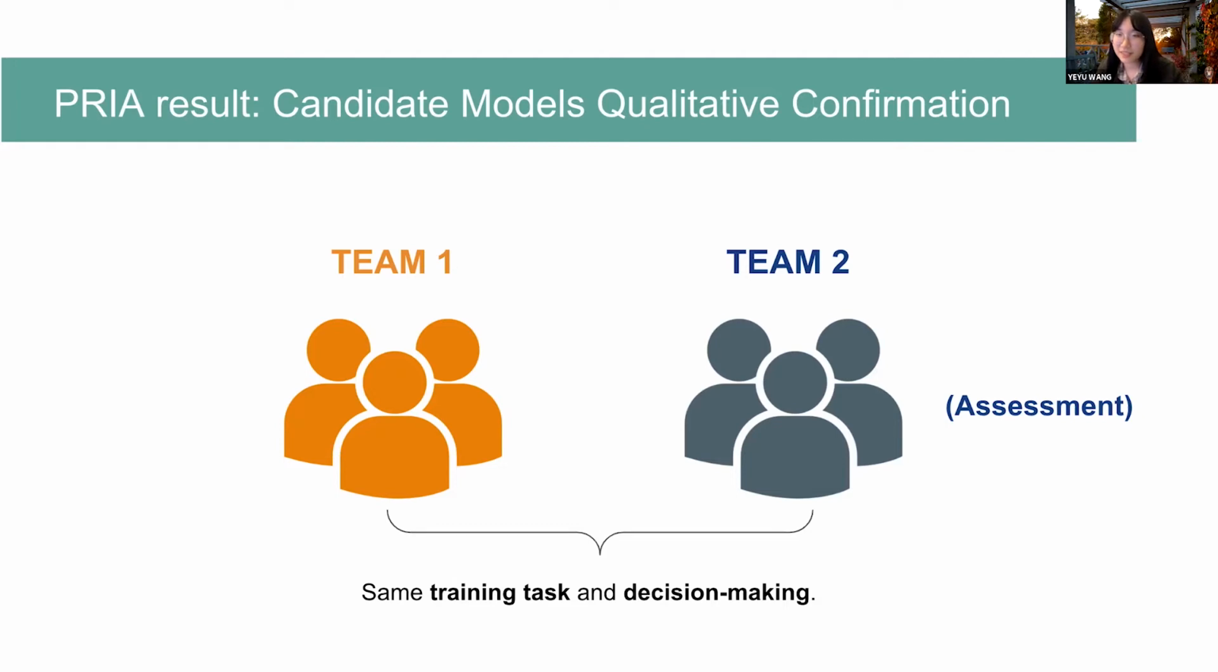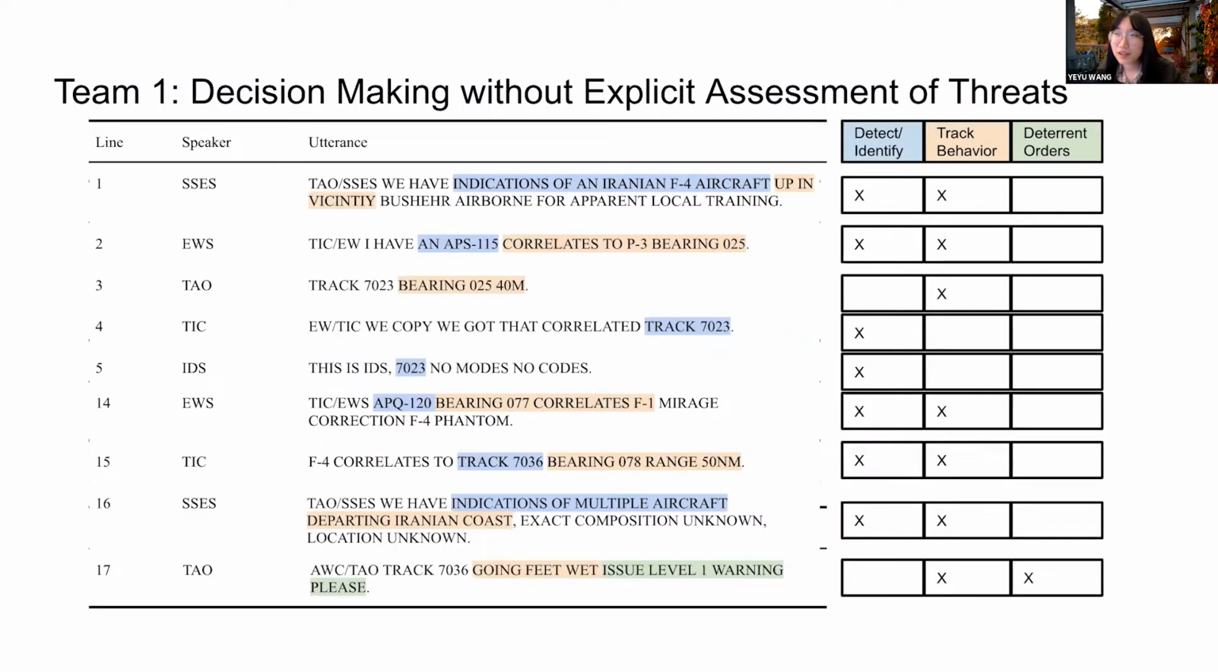So let's look at the qualitative story together. For team 1, there is an F4 airplane detected, which didn't identify itself, which could be hostile, and the team updated the behavior of the track in their system, and eventually they issued the level 1 warning as deterring orders.